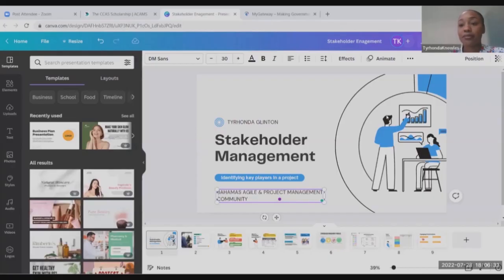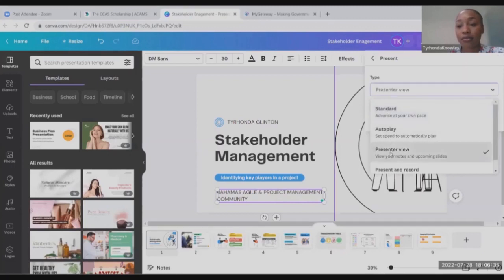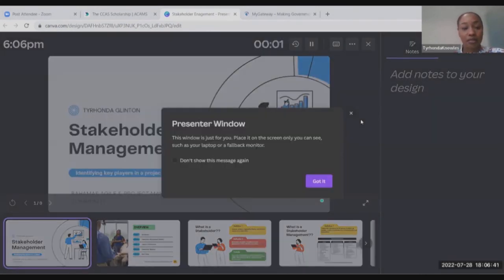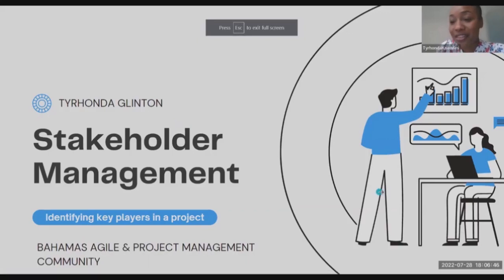So I'd like to do just a brief introduction of myself. My name is Tyrhonda Knowles-Glinton, as indicated earlier, and I'll just present my screen. I am a project manager / business analyst with the IDB and also with the government of the Bahamas, and I'll explain further later on.